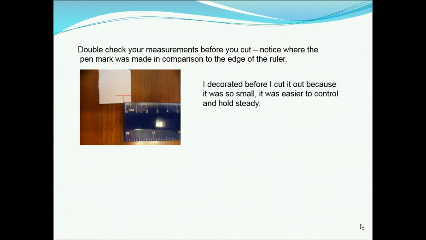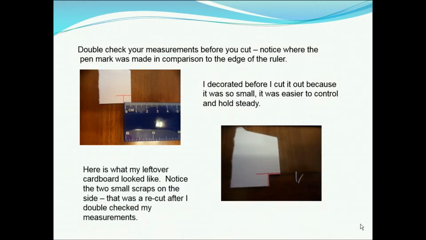Now, another thing I want to talk to you about is I actually decorated it before I cut it out, because being so small, it's easier to decorate if you're able to hold down the large piece of paper. And right now, as you see, my decorations were not all that, but I would still qualify it as decoration. And so you can see there on the right, even after I had cut it out, thinking I took into compensation that little bit I left over, I remeasured it, and sure enough, I had to cut off some more. I got some little scrap pieces there that I had to recut. So double measure your stuff, make sure you got it in the right spots.